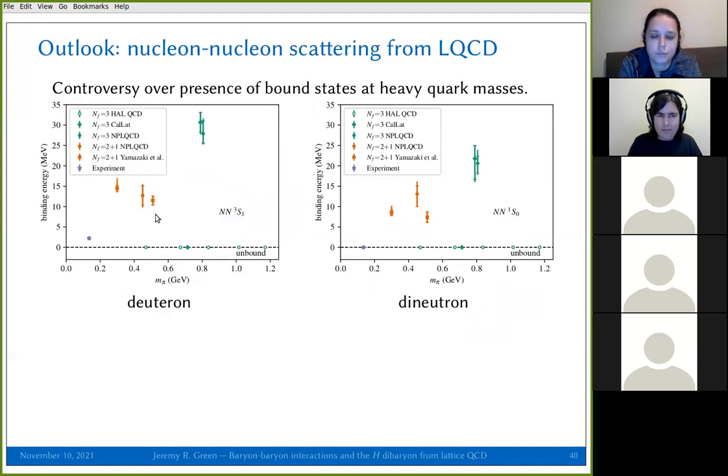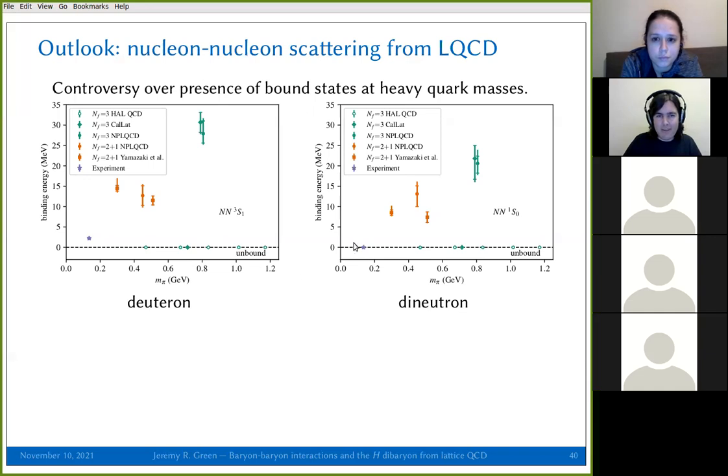Now, of course, the other sector that has a lot of attention is the nucleon-nucleon sector. Here, the situation from the lattice is really not that great. On the left is the deuteron. Of course, it's bound by 2 MeV at the physical point. And there's a group of calculations that say that as you go to heavier pion masses, it becomes more bound.